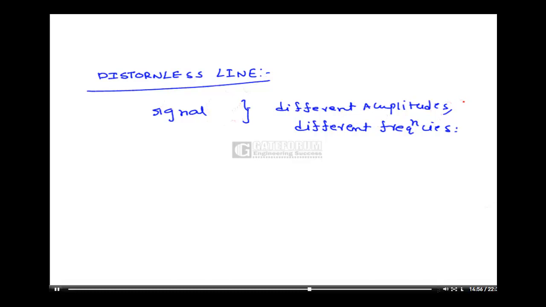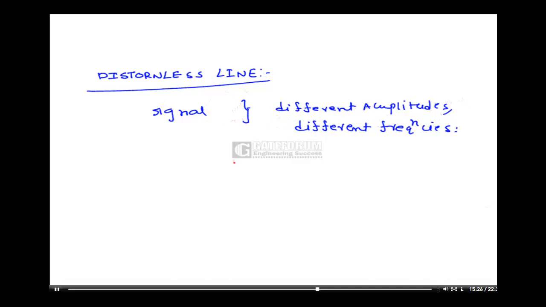Generally, a signal is a combination of a number of signals, a complex signal. With the help of, suppose, a Fourier series, we can represent a signal as a summation of sines and cosines, that is, with different amplitudes and different frequencies. Now what happens in general is, if this signal is transmitted on a transmission line, the amplitudes are attenuated differently.